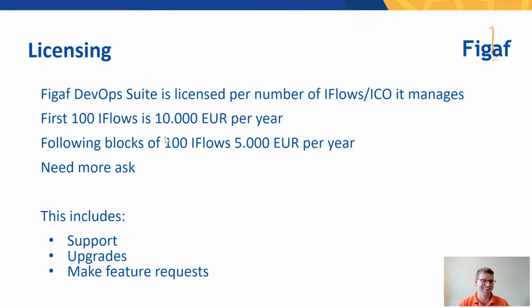And we might as well just talk about the licensing. So the license is based on the number of ICOs or iFlows that you use the tool for. The first 100 iFlows is 10,000 euros, and then subsequent iFlows is 5,000 euros per year. And yeah, if you have more, I know there's a lot of large installations, ask, and we'll find a price that matches your need. This includes upgrades, support, and you can also make feature requests to improve some of the functionality.